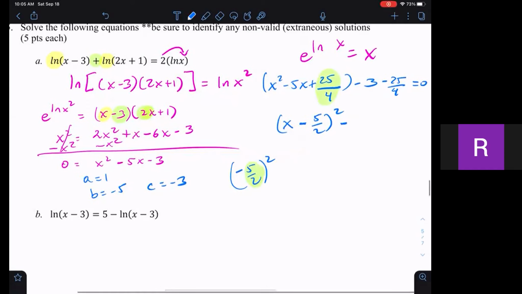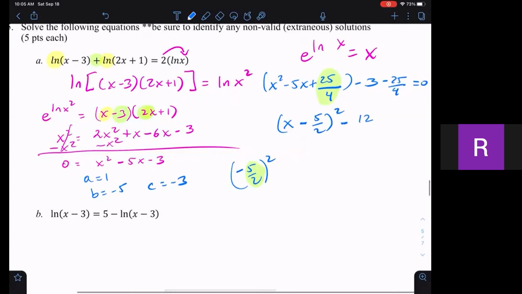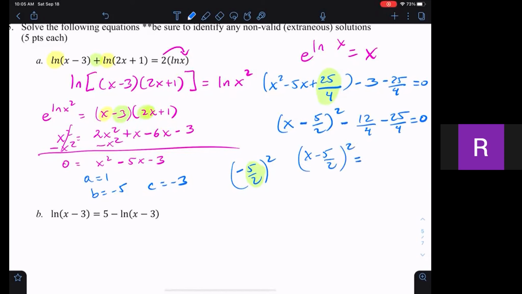So now I need to combine, I need to find a common denominator. So this is going to be 12 over 4 minus 25 over 4, and that's going to be 0. So x minus 5 over 2 squared. I'm going to combine these two and move it to the other side, so that this is going to be -37 over 4. If I move it to the other side, it's going to be 37 over 4.